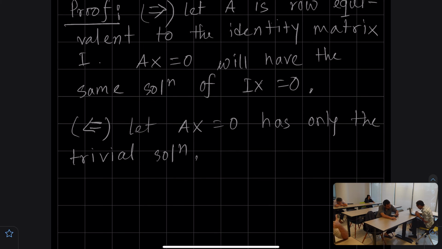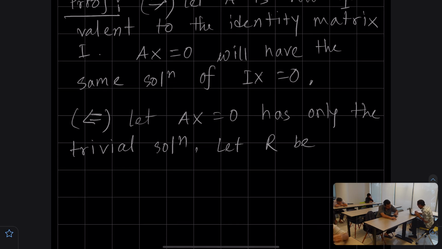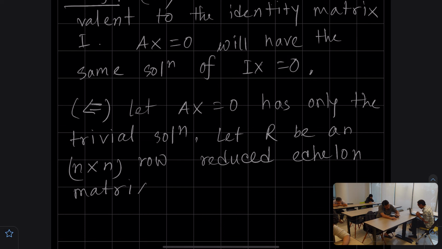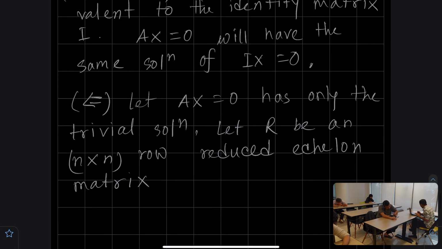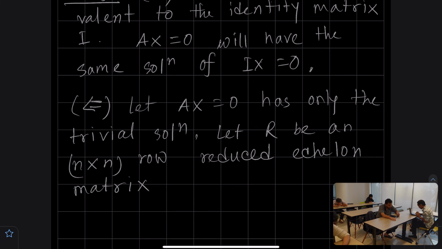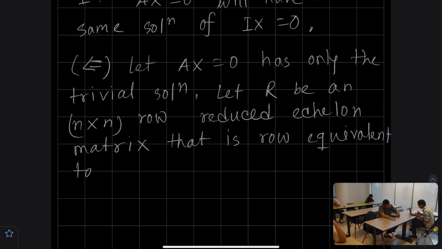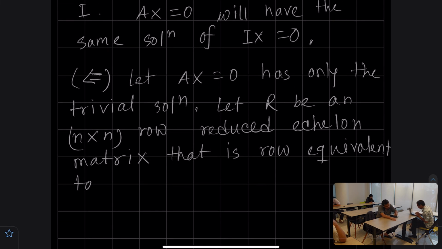Now let us consider another matrix R. Let R be an n cross n row reduced echelon matrix that is row equivalent to A. Okay.